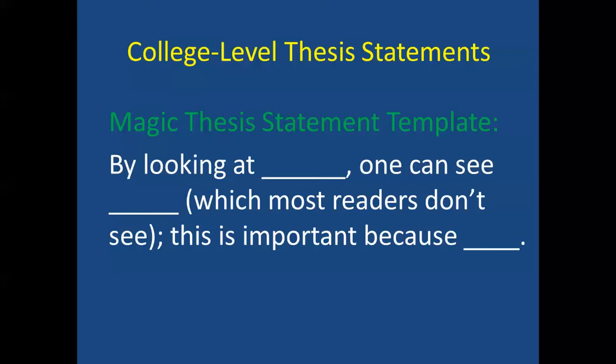This is kind of a starting point for formulating a college level thesis. And it goes like this, so make sure you have this written down. By looking at blank, one can see blank, which most readers don't see, then a semicolon. This is important because blank.